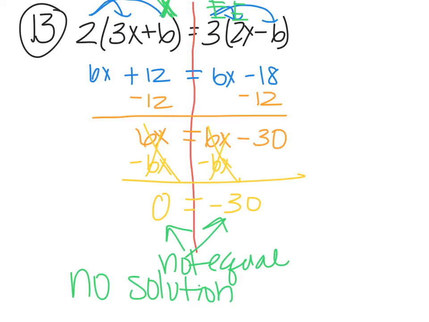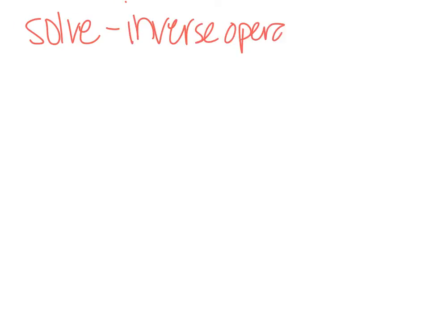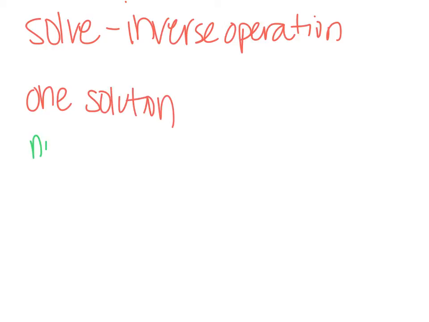So to sum up everything, to solve, we do the opposite operation or the inverse operation. We learn that there are three types of solutions. There is one solution. You could have no solutions. Or you could have infinitely many solutions.